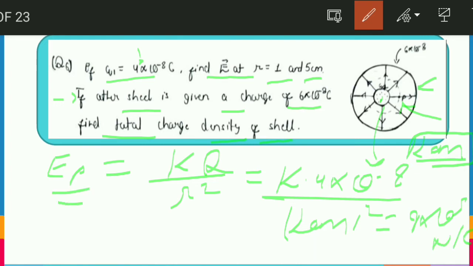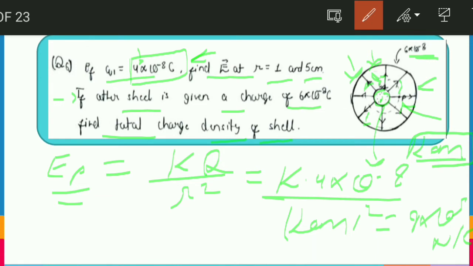Now the second case says if the outer shell is given this much amount of charge, then we have to find the charge density of the shell. So friends, you can see that this sphere creates an electric field around it in this direction, so the inner surface of the shell will get an opposite charge of this magnitude. By now you know, by induction and by charge conservation, because charge should be conserved, the outer surface will again get this much amount of positive charge.